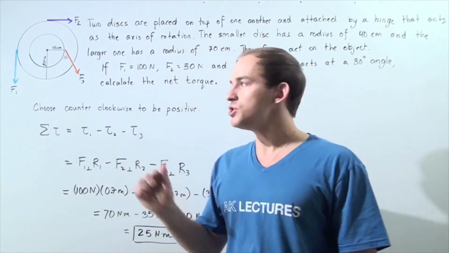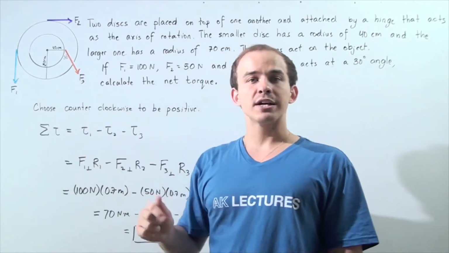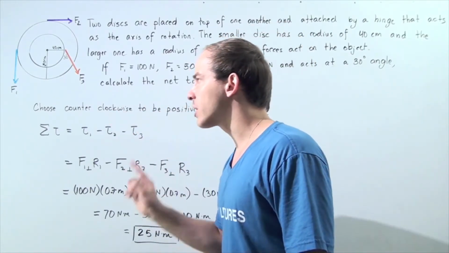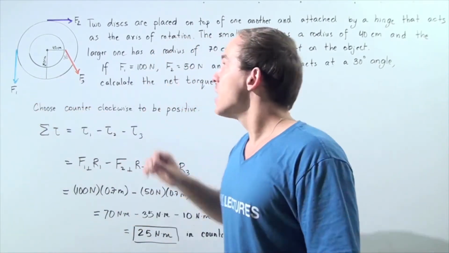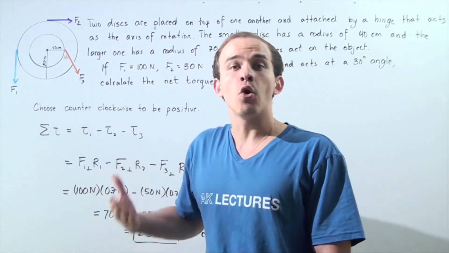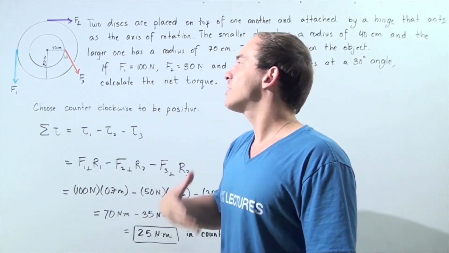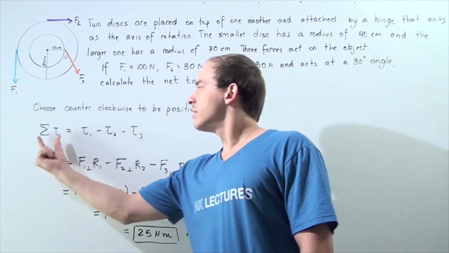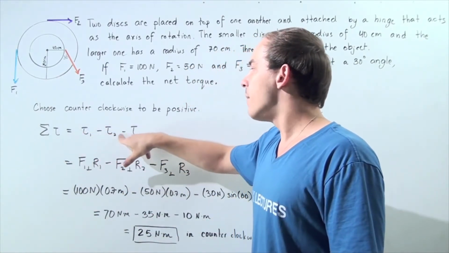So we begin by choosing the counterclockwise direction to be positive and the clockwise direction to be negative. So that means the only force that creates a torque that points in the positive counterclockwise direction is force number one. Force number two and force number three point in the clockwise direction. They create a torque in the clockwise direction, and that means they are both negative. They create negative torque. So, let's begin with the following equation. The sum of the torque is equal to torque 1 minus torque 2 minus torque 3.